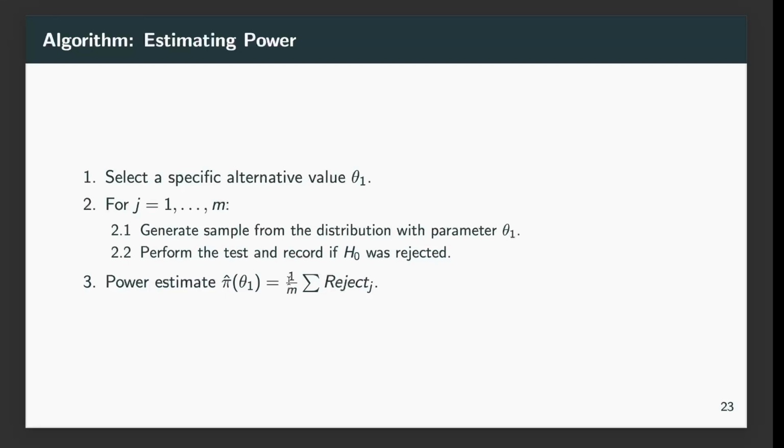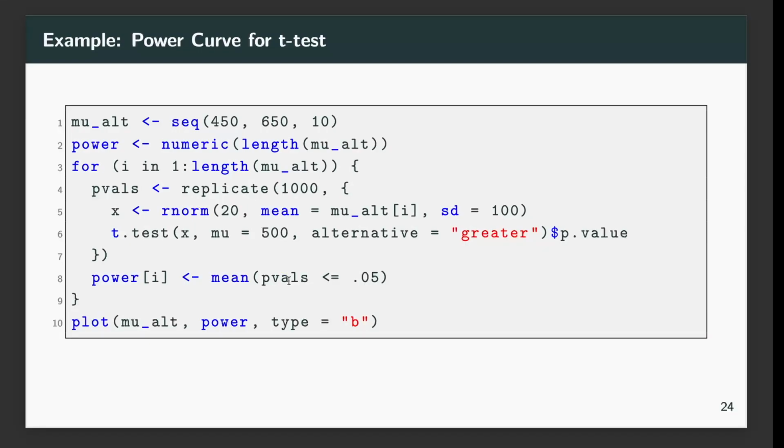In the next one, if you run this code, you can see that we run a nested loop of simulation, in which the outer loop iterates over the values of theta 1, and the inner loop estimates the power for each value. I really want you to run this, and then use the plot function to show this power curve.